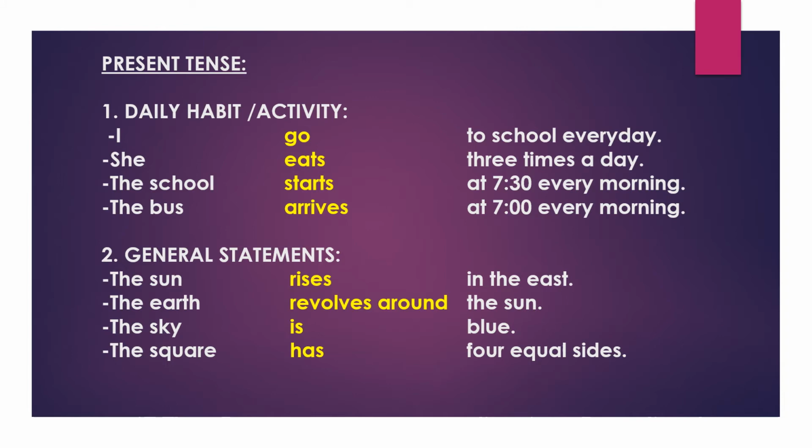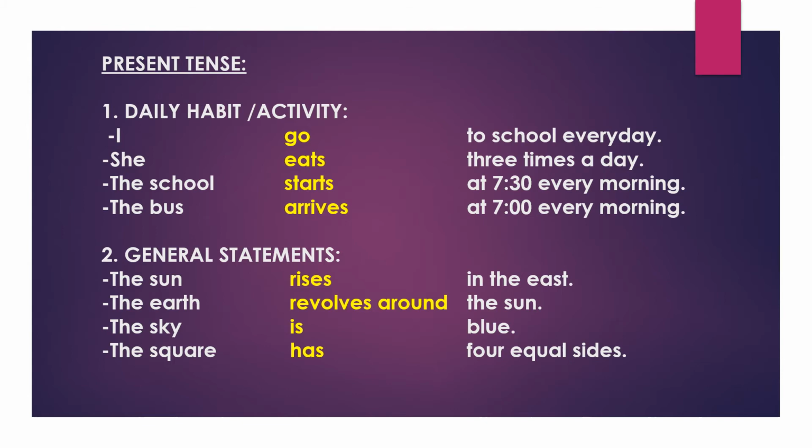But let's see, I is a first person singular, so go without the s. He, school, bus, they are the third person singular, he, she, it. As well for this subject, third person singular, you should plus s to the verb. Okay, daily activity means that almost everybody does it every day. But daily habit, you do it every day, but not everybody does it. Only certain people do it.